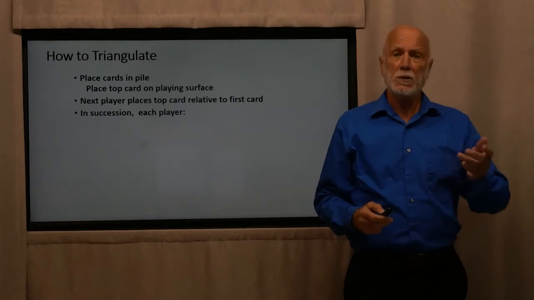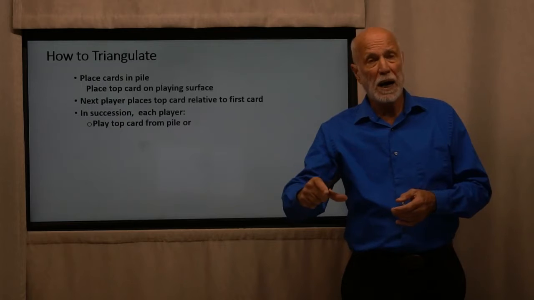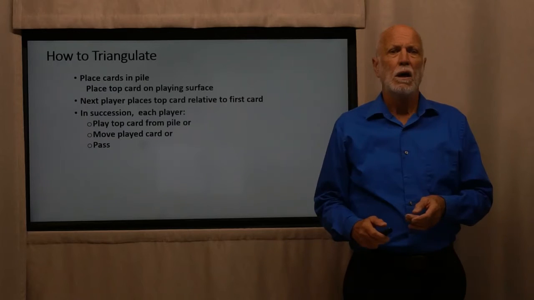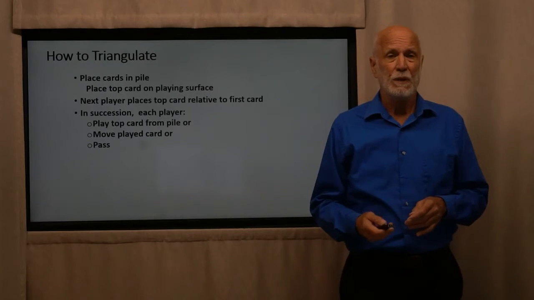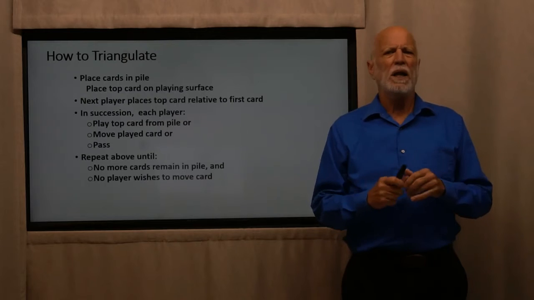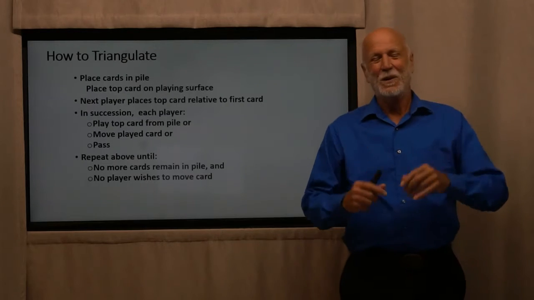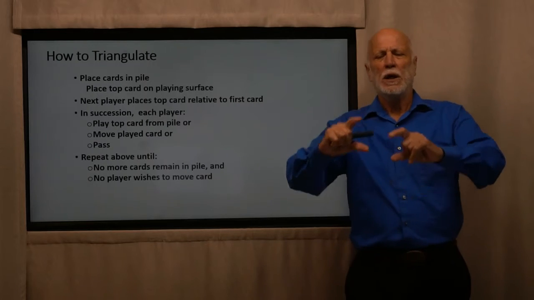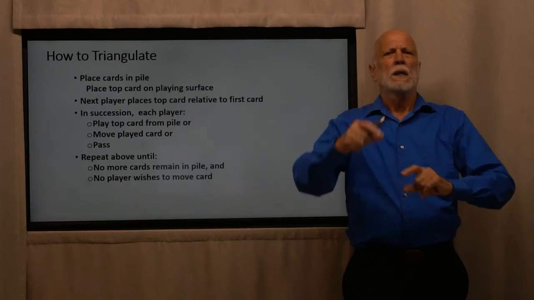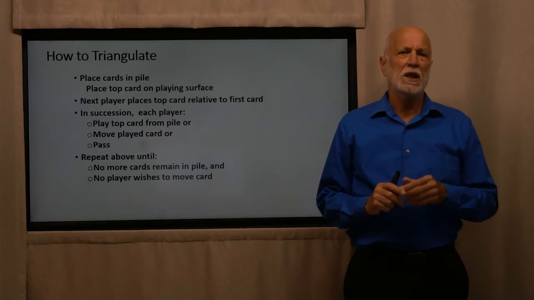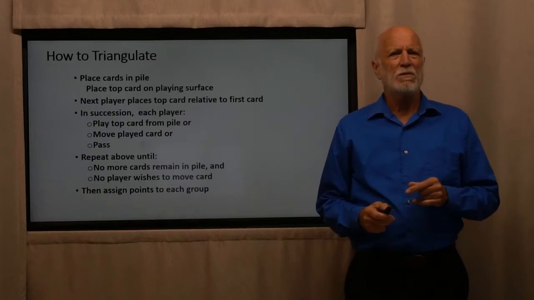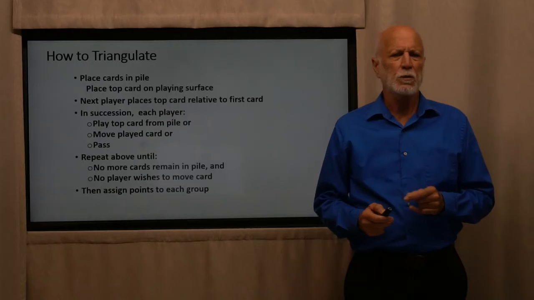And in succession then, each player either plays a top card from the pile or moves a card relative to the other cards, or passes, says, I'm happy. And you keep going until there are no more cards in the pile and no player wishes to move a card. Now, what can happen? You get two players who keep going, I want to move that one, and the other player moves it back, and you go, back. And they keep cycling. And what I suggest is simply taking away their cell phones and don't give them back until they've decided what the sequence should be. Well, after we finally got them in order, we'll assign points to each group.